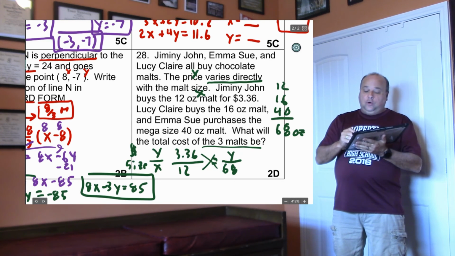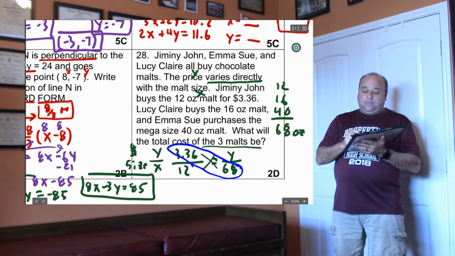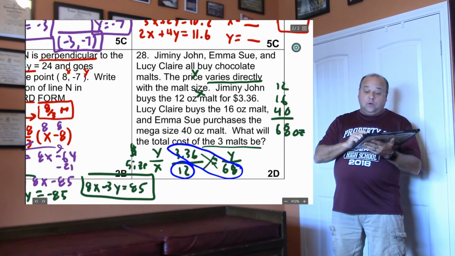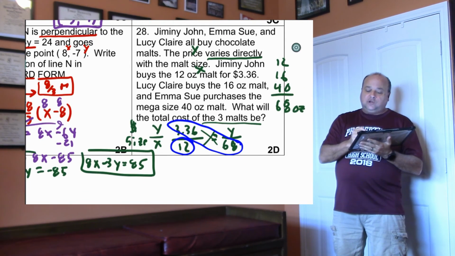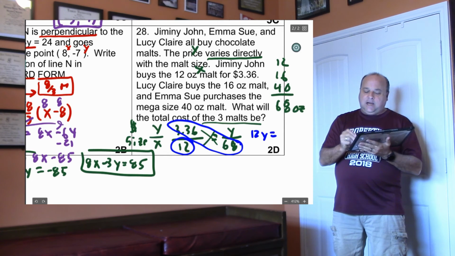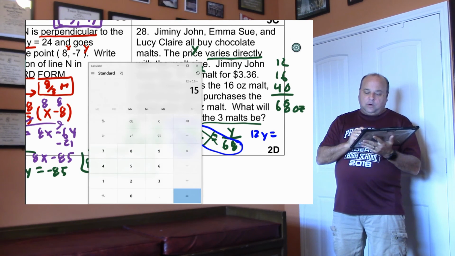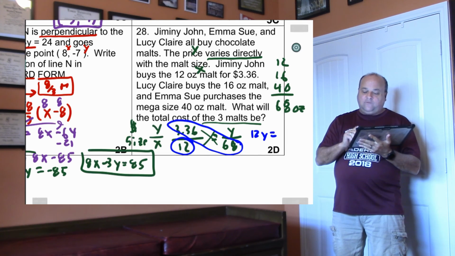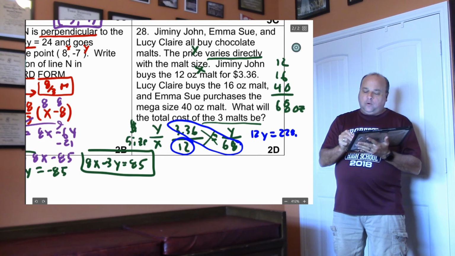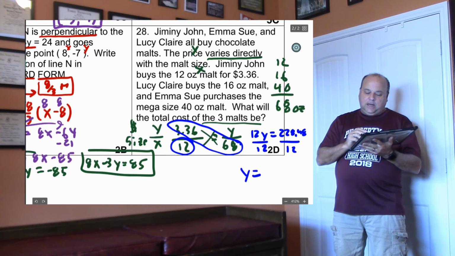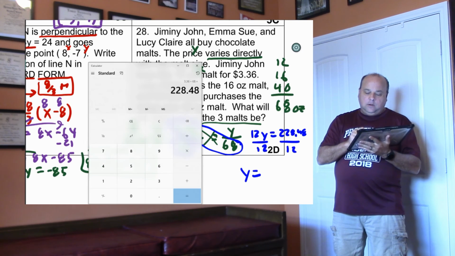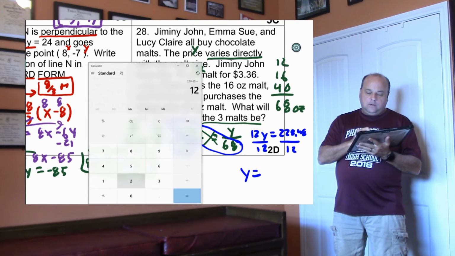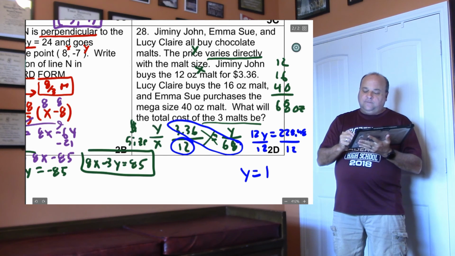If you go back to junior high, you're going to do the bat and the ball right here. You're not going to do that anymore because that's not what we're teaching to do. So you would cross multiply 12y equals, let's go to the calculator, 3.36 times 68. And you would get 228.48, and then divide that by 12. And you would get y equals $19.04.